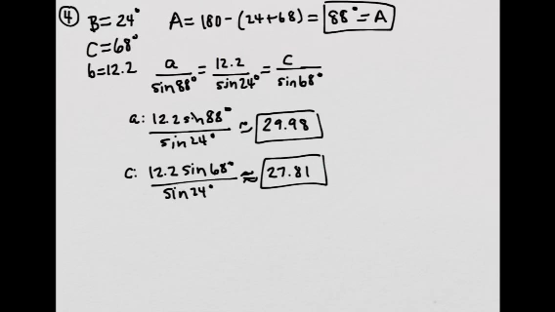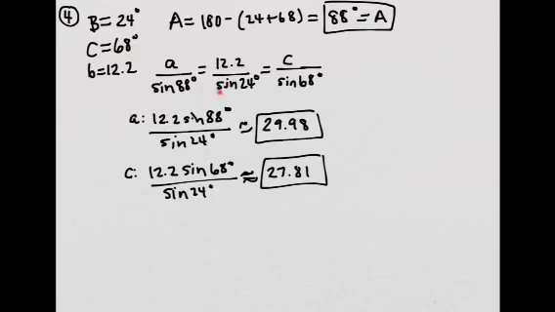Alright, so number 4, sorry, not 5, number 4, it's another law of sines problem, because we do have opposites right here, the angle and its opposite side. So I went ahead and found angle A first, since you were given 2 angles. So add them together, subtract from 180, so you get 88 degrees.